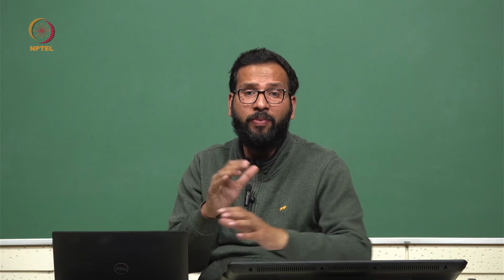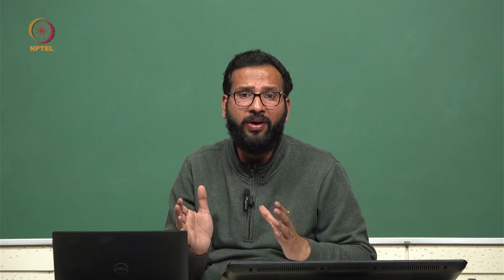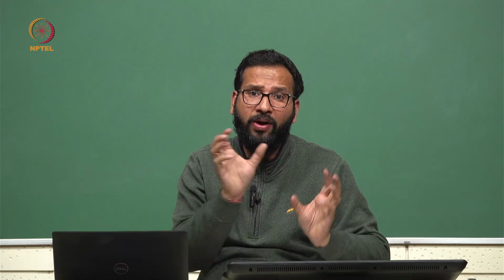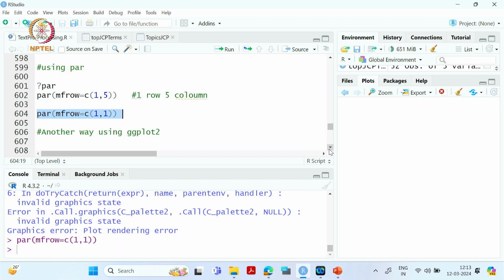So now by setting this to one by one, what we are saying is that we want only one row and one column of that plot, okay. So we have set it to our earlier format.